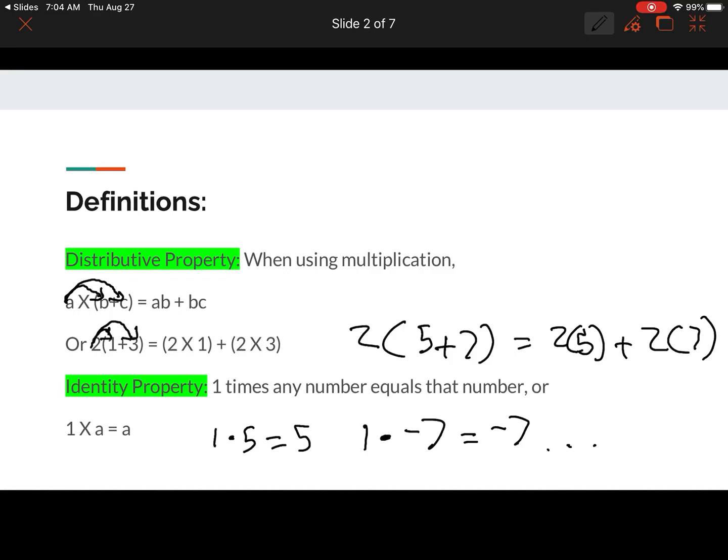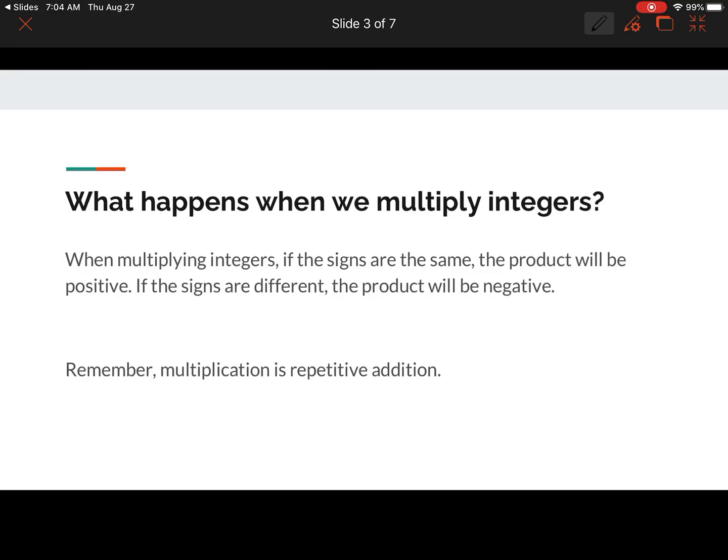Alrighty, so those are our two definitions, so let's go into multiplying integers. So what happens when we multiply integers? When multiplying integers, if the signs are the same, the product will be positive. If the signs are different, the product will be negative. So let's see. If we have a positive and a positive, this is always going to equal a positive. If we have a positive and a negative, this will be negative.